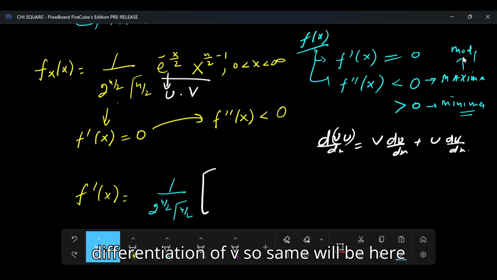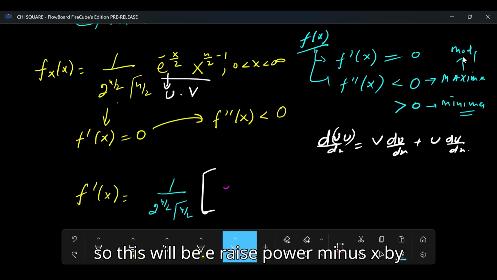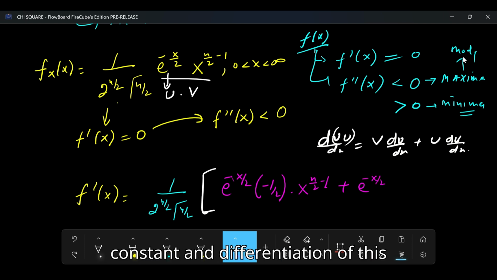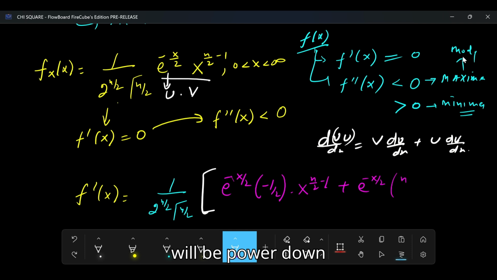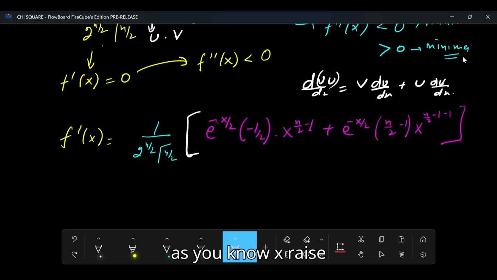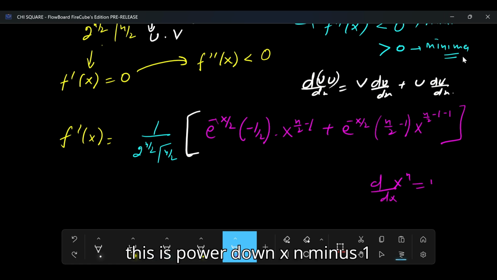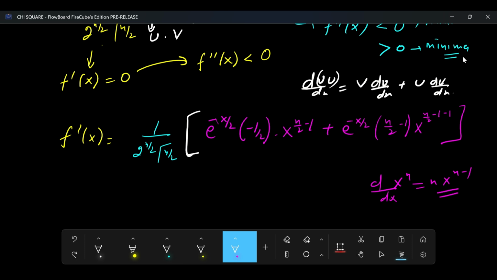So same will be here. So this will be e raised power minus x by 2, minus 1 by 2. So internal differentiation of this will get multiplied here. Then x raised power n by 2 minus 1, plus this will be constant and differentiation of this will be power down x raised power n by 2 minus 1 minus 1. As you know, d of x raised power n by dx is power down, x raised power n minus 1. Clear?